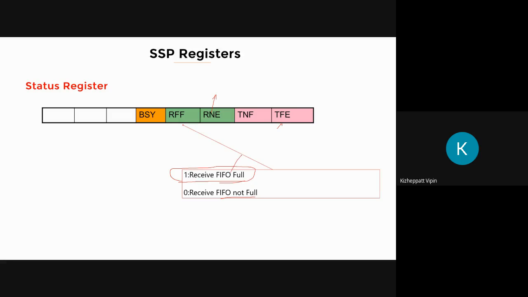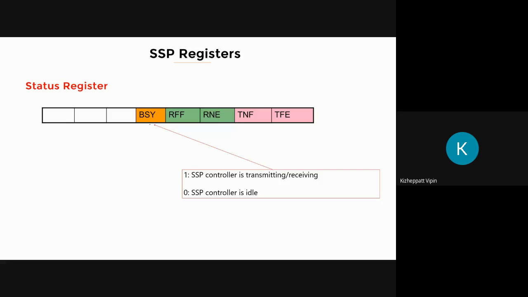If the receive FIFO is full and any more data comes, that will not get stored in the FIFO. So you need to urgently read. So in normal programming, these two are very interesting. If you manage these two properly, the other two don't have much significance.